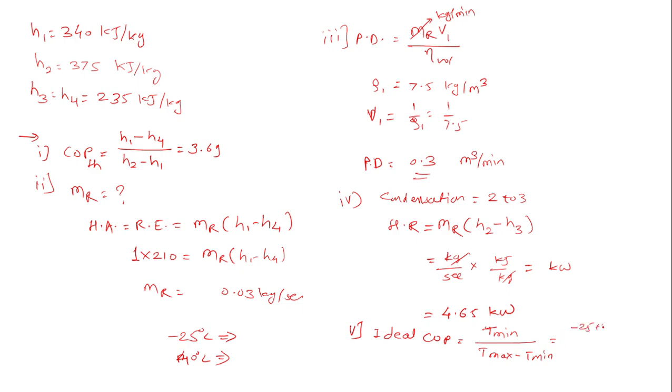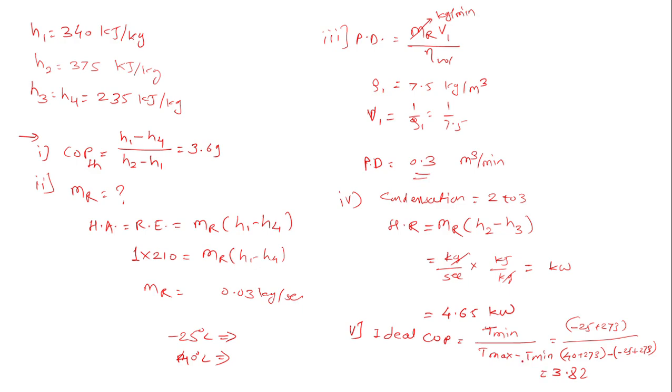Minus 25 plus 273. You know the conversion from degree Celsius to Kelvin. So it is T min upon T max minus T min: (minus 25 plus 273) upon (40 plus 273) minus (minus 25 plus 273). Based on this you will get the ideal COP, which is about 3.82. Fine, this is how you solve the problem.